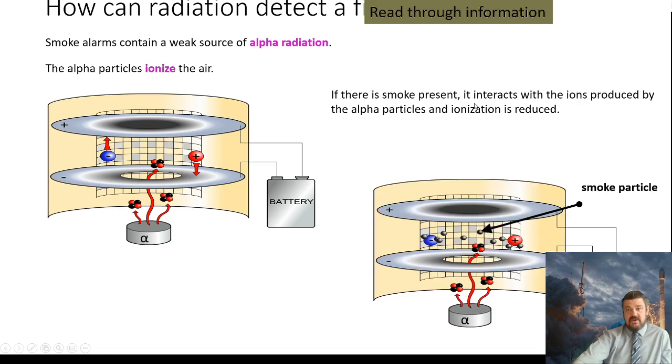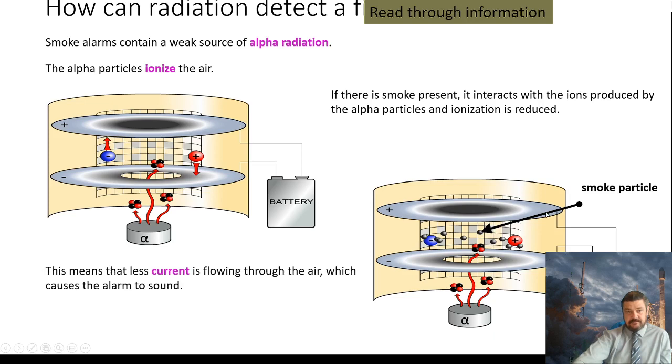If there is smoke present, it interacts with the ions produced by the alpha particles, and ionization is reduced. This means that less current is flowing through the air, which causes the alarm to sound. That is it. So our alpha particles, they allow the current to flow, smoke gets in the way, it stops the current, which starts an alarm.